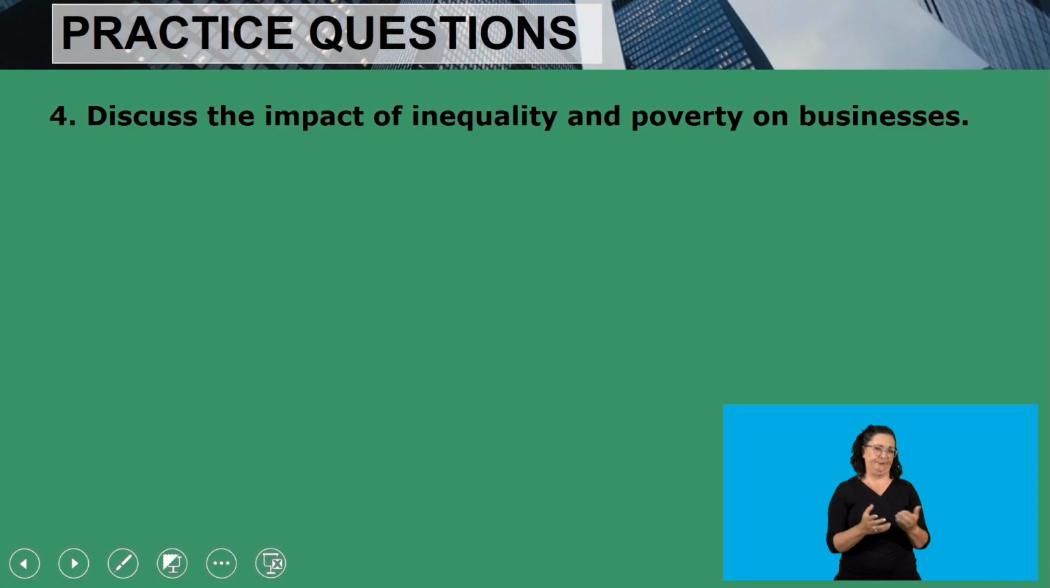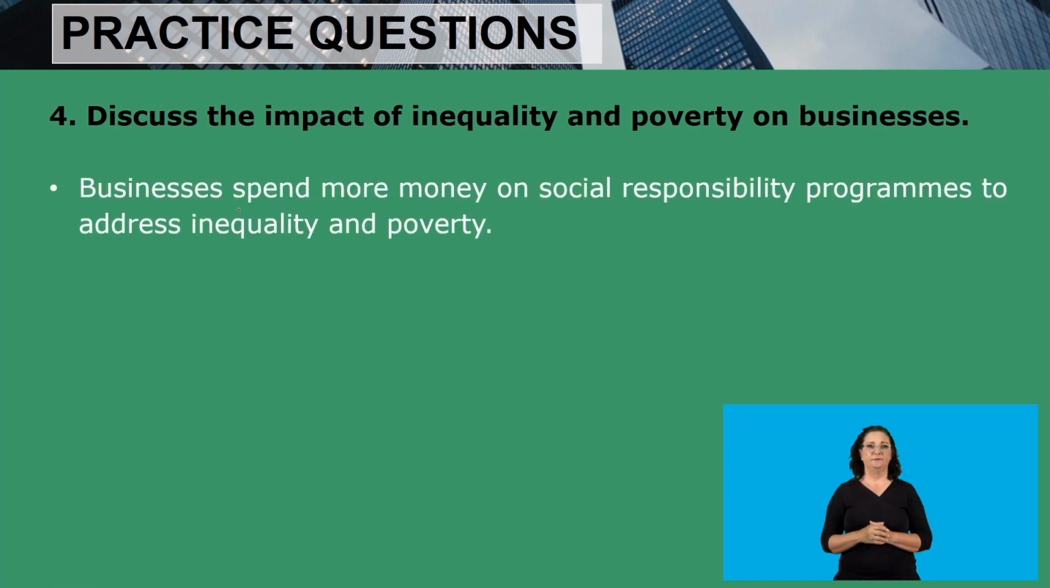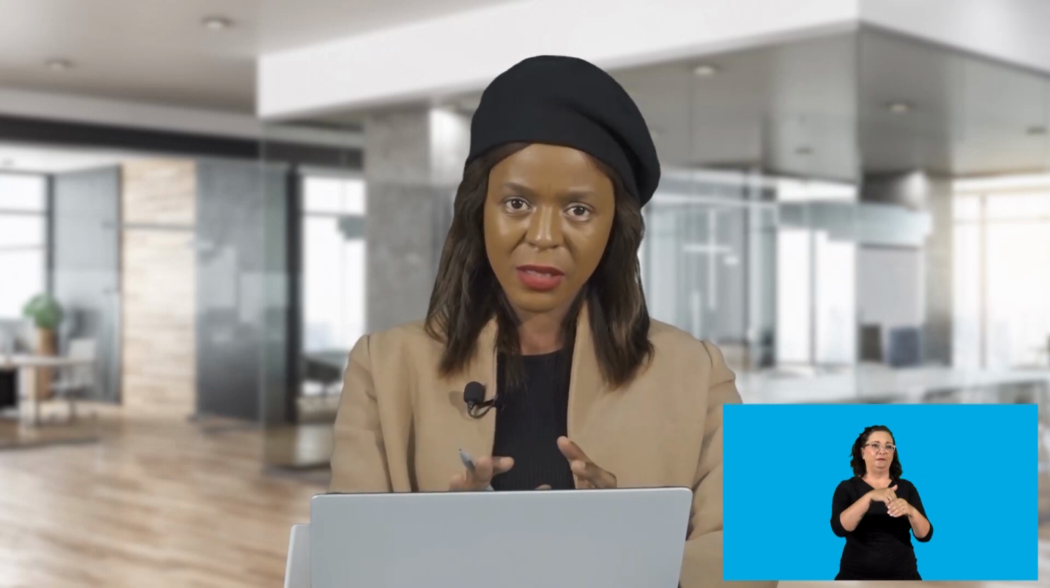Discuss the impact of inequality and poverty on businesses. Businesses spend more money on social responsibility programs to address inequality and poverty. The money that businesses are supposed to save for expansion now ends up being used to give back, to alleviate the socio-economic issues that affect the community the business operates in.